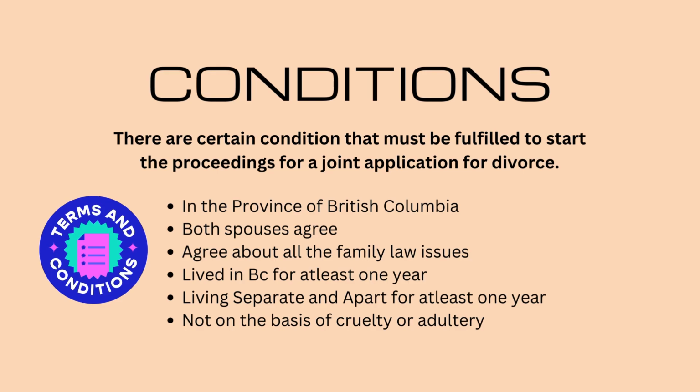And one of you has lived in BC for at least 1 year right before you start your divorce and is living in BC when you start the divorce proceedings. And the next one is you have been separated for at least 1 year. It also means that if you are living in the same household, you still can be considered as living separate from your spouse, and you are not applying for your divorce on the basis of cruelty or adultery.